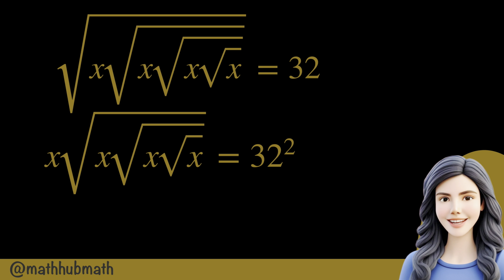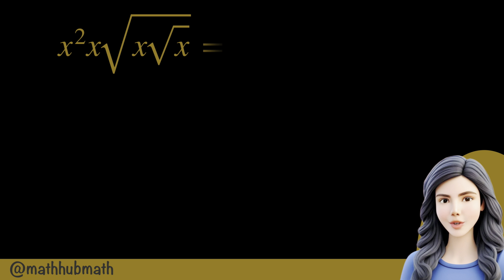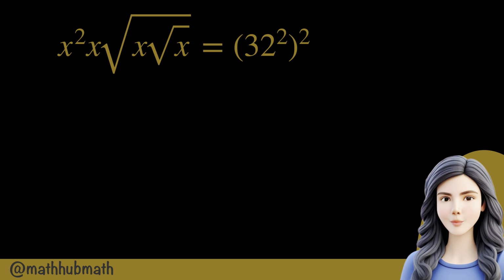Again, we will raise both sides of the equation to the power of 2. We see that on the left side we will have x to the power of 2 multiplied by x multiplied by square root of x multiplied by square root of x. On the right side, however, we have 32 to the power of 2 to the power of 2. Repeated powers will multiply, so we can write it as 32 to the power of 4.